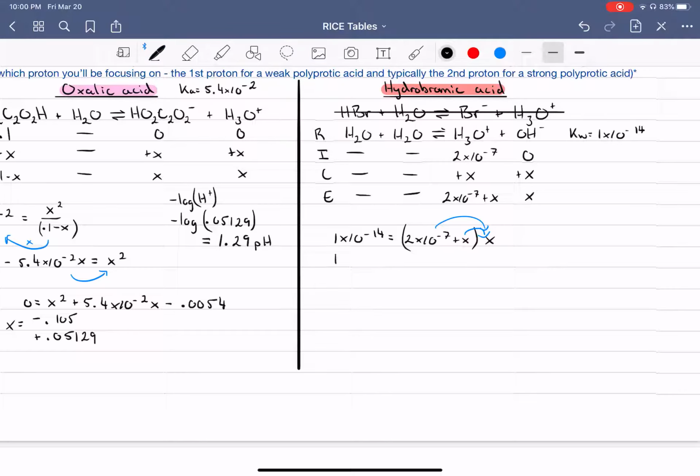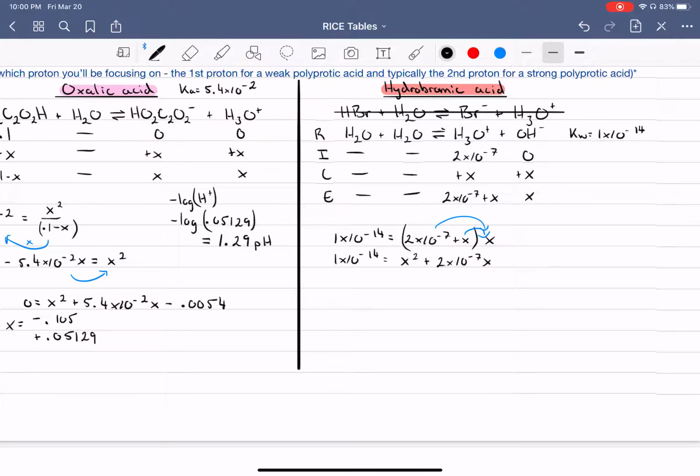So we're going to get 1 times 10 to the negative 14 equals, I'm going to put x squared first because I know that's how I'm going to want to set up my quadratic formula. It doesn't matter if you do or not.